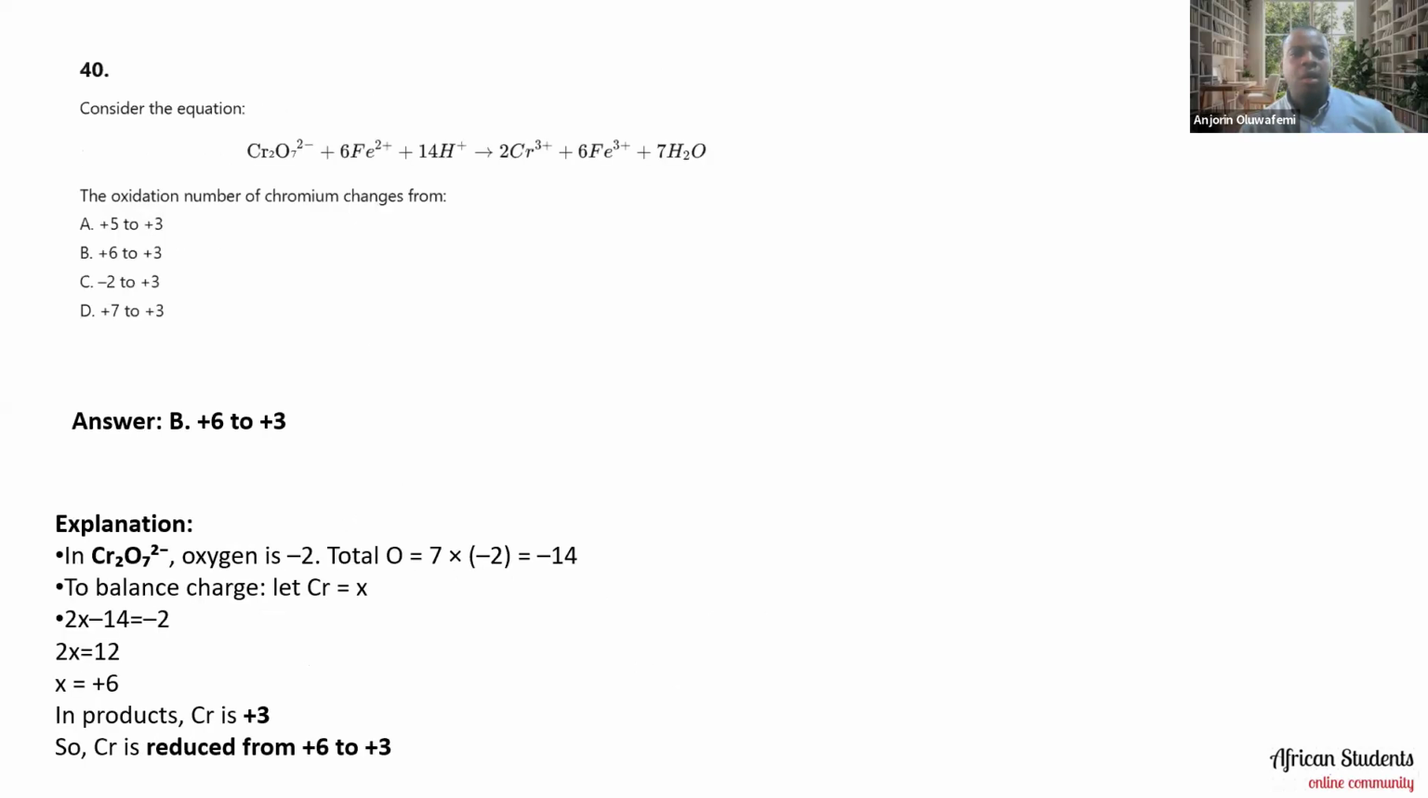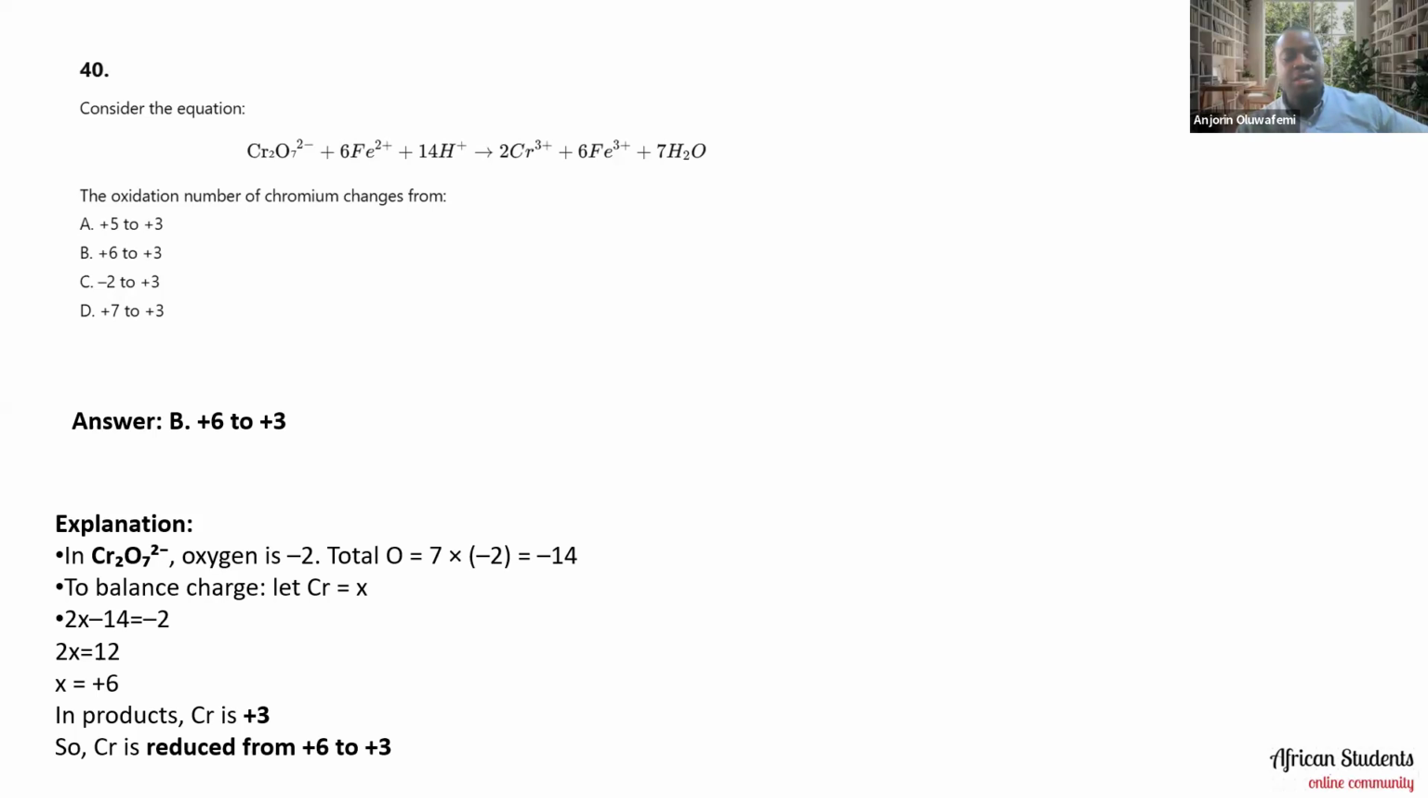Okay, the 40th question says, consider this equation. The oxidation number of chromium changes from what? Is it plus 5 to plus 3, plus 6 to plus 3, minus 2 to plus 3, or plus 7 to plus 3? So the answer to this one is plus 6 to plus 3. And the reason is because in Cr2O7 2-, oxygen is minus 2. Total oxygen will be 7 times minus 2, which is minus 14.